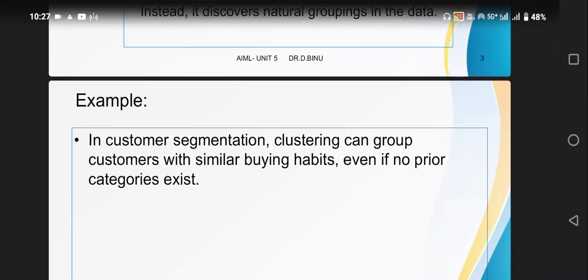What is an example of clustering? In customer segmentation, clustering can group customers with similar buying habits even if no prior categories exist.